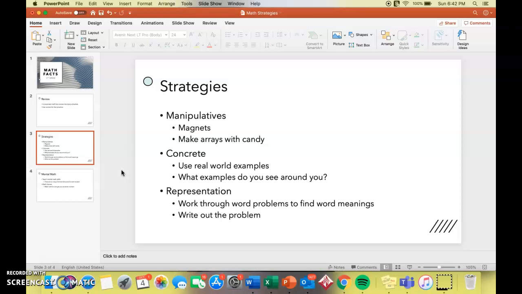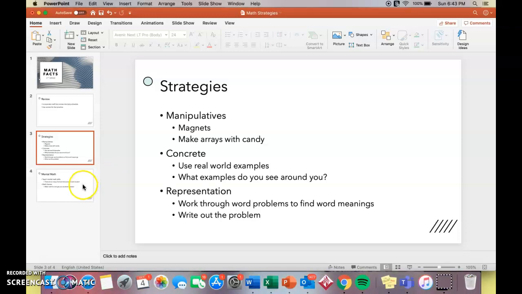Representation, so working through word problems, find the word meanings. So what word means that this is an addition problem, or this is subtraction, or multiplication, division. What are those words? And then write out the problem as you're reading it, so they get the connection between the words and the symbols.